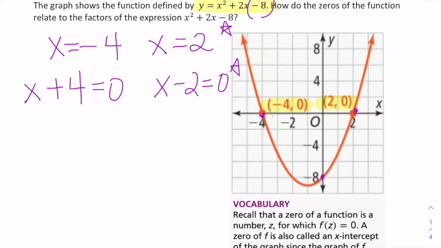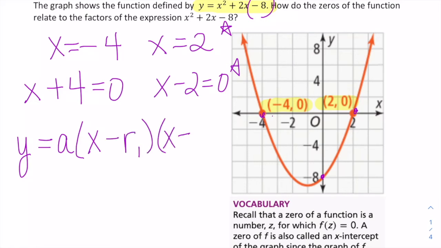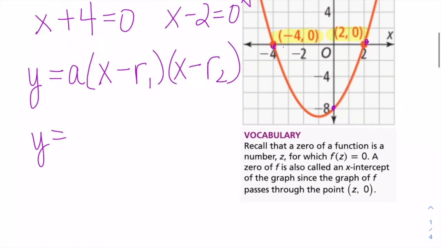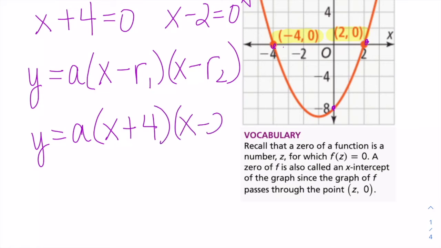So the factors of the equation, well, it's a little tricky, but I'm going to write it out. Okay, so the factors, it's going to be x minus the first root times x minus the second, right, because I have 0. So I'm going to write this out. So y equals, well, we don't know our a yet, but we do know x plus 4 and x minus 2, right?